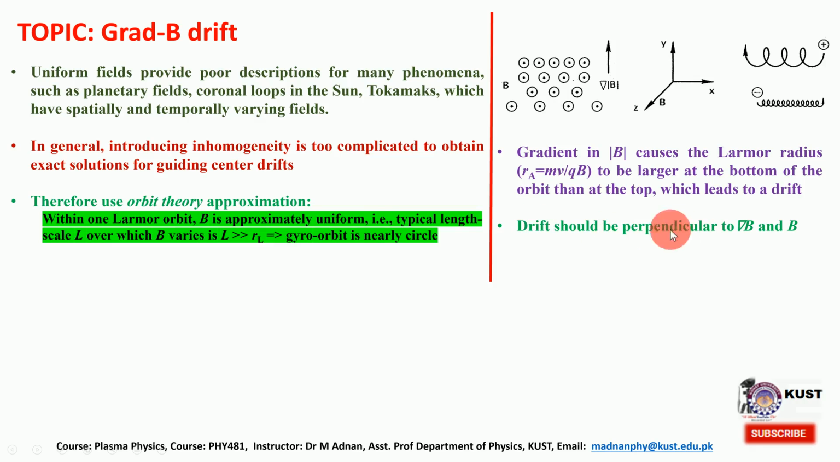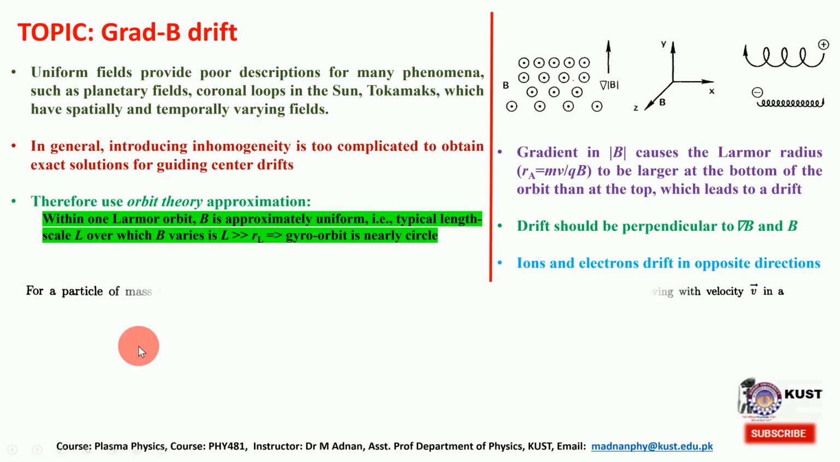Now this drift should be perpendicular to the Grad-B, and also to B, as previously we know the direction of the force V cross B. But in this case the magnitude of B is not constant. The magnetic field is still along the z-axis. Now ions and electrons drift in opposite directions. These are the situations which we will see on the coming slides through the mathematics.